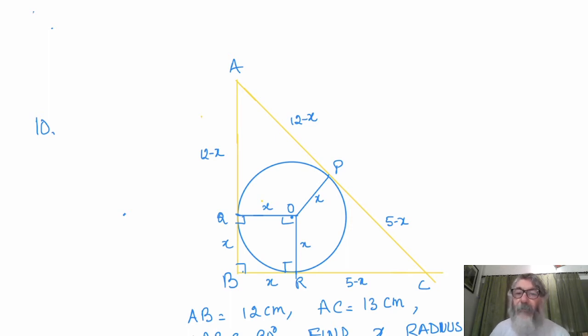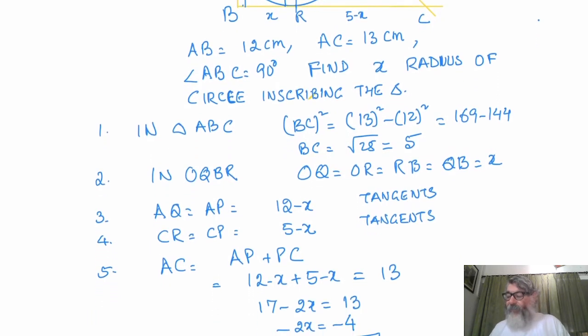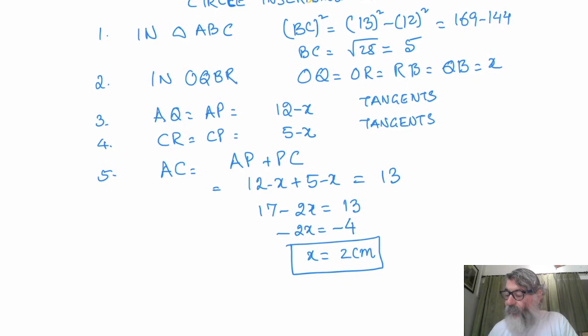So using that property, we have found AC to be 12 minus x plus 5 minus x. But AC was given equal to 13 centimeter. So 12 minus x plus 5 minus x will become equal to 13. That gives us 17 minus 2x is equal to 13, or minus 2x is equal to minus 4, or x is equal to 2 centimeter. Okay, now let us see the next question.